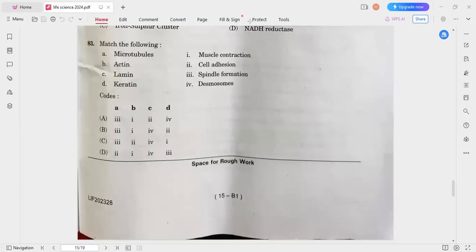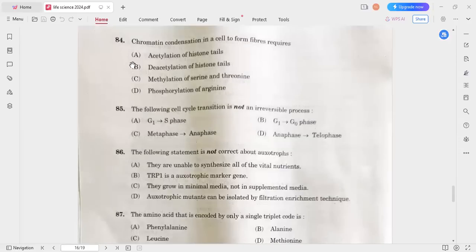So the next question, that is question number 84. Okay, chromatin condensation in a cell to form fibers requires. Okay, so here deacetylation will lead to the chromatin condensation, which will form the fiber. So that's why option B, deacetylation of histone tails, that is by the enzyme histone deacetylase, which will result in more closed chromatin structure, that is condensed chromatin structure. Option B is the correct answer for question number 84.